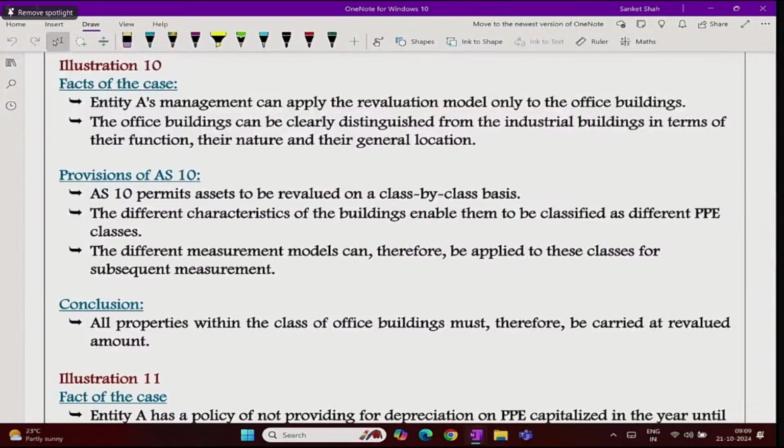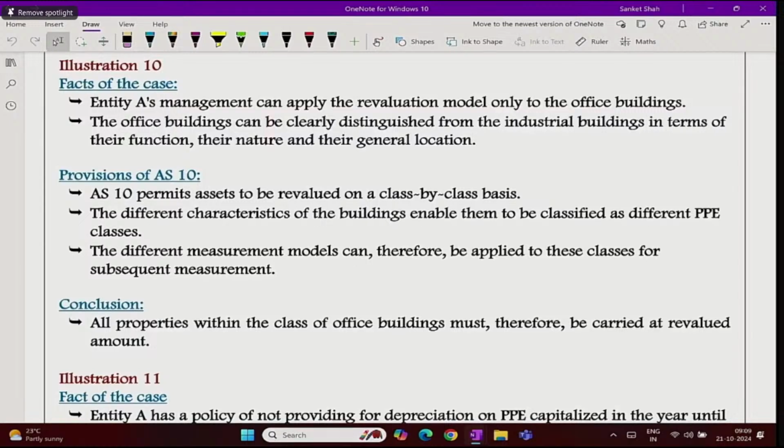Facts of the case. Entity A's management can apply the revaluation model only to the office buildings. The office building can be clearly distinguished from the industrial buildings in terms of their functions, their natures, and their general locations. AS 10 permits assets to be revalued on class by class basis. The different characteristics of the buildings enable them to be classified as different PPE classes. The different measurement models can therefore be applied to these classes for subsequent measurement.